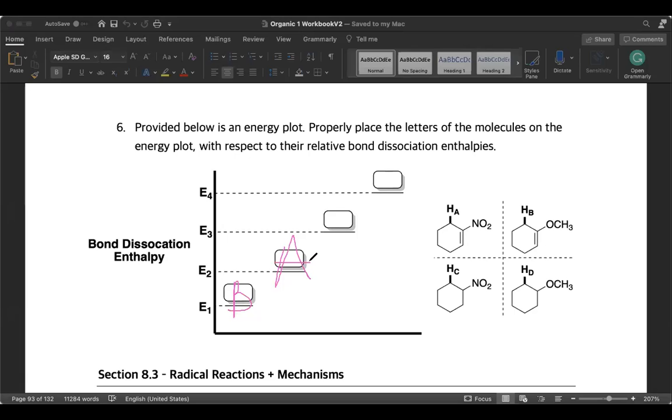And then how did I know which one went where? Well, the methoxy group added to the resonance, whereas the nitro group was just an inductive group. So that's how I did that. And same logic for C and D. So C and D we know are two unstable products compared to A and B. But again, the nitro group is even more unstable because of how much that inductive effect is happening.